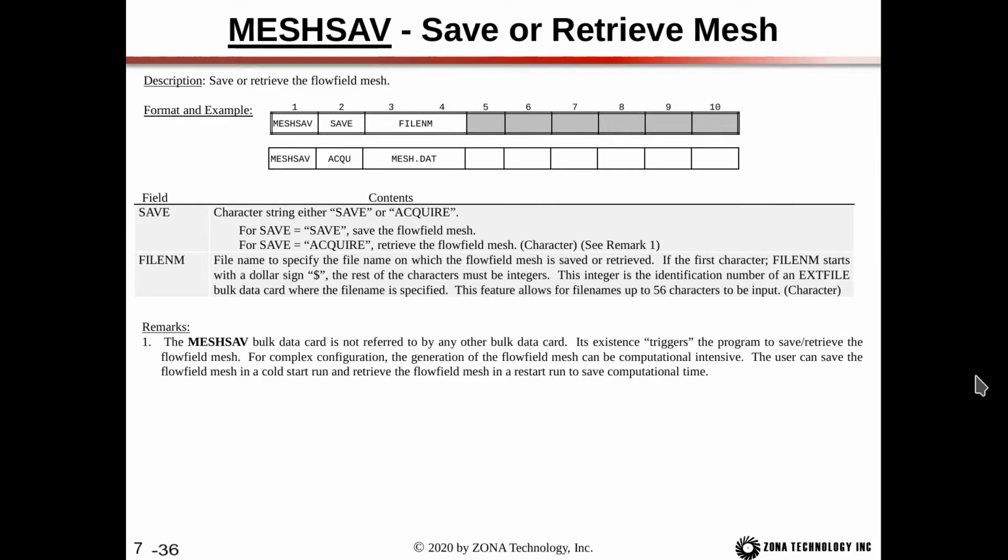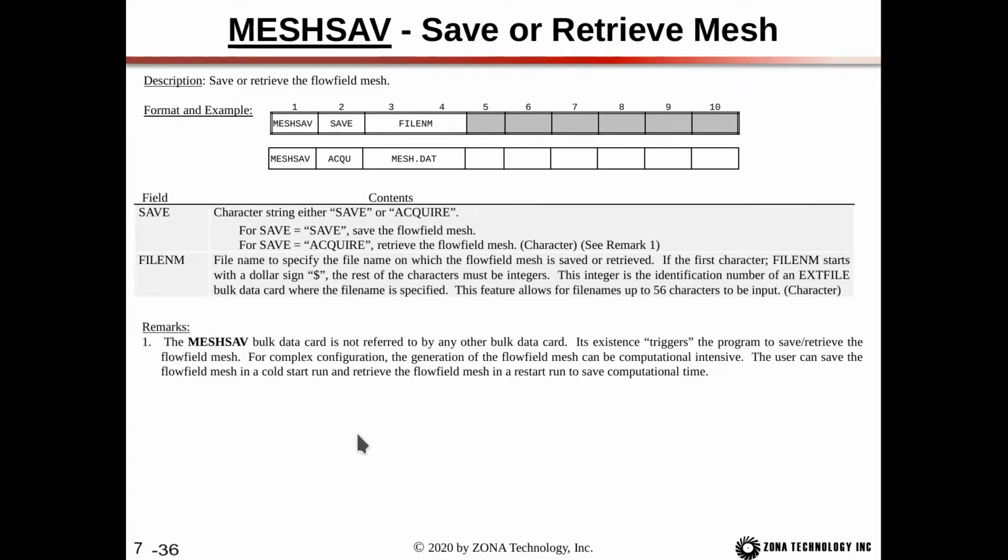Next, we have the mesh save card, which allows you to save or retrieve the mesh. During model development, you won't want to use this card, but after you have the model developed and you're ready to start running analysis cases, you may want to use this card. The first field is the save field. This is a character string, either save or acquire. Save will save the flow field mesh to a file, and acquire will acquire the flow field mesh. And then file name, of course, is the file name of the data file.